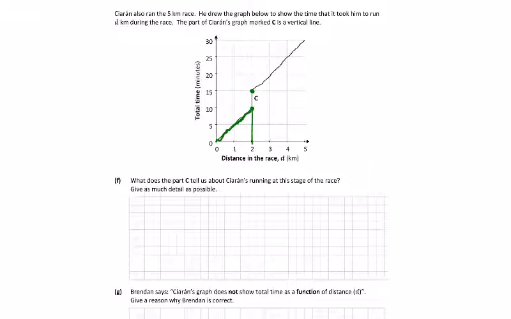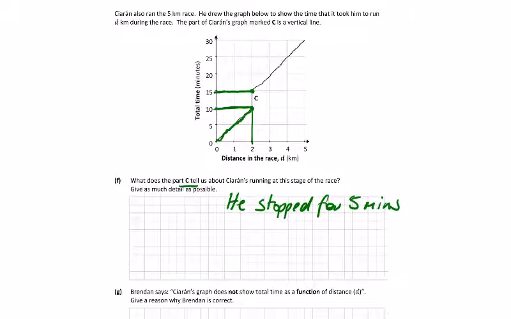So after 2 kilometers, Kieran has taken 10 minutes. And he's still at 2 kilometers after 15 minutes. So what does part C tell us? He stopped. We've seen this in another question in this video. He stopped for how many minutes? For 5 minutes. That's as much detail as they want.